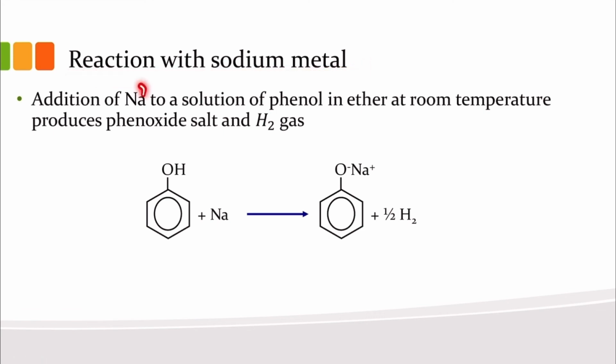Okay, now let's take a look at the reaction of phenol with sodium metal. Addition of sodium to a solution of phenol in ether at room temperature produces phenoxide salt and hydrogen gas. So this is the reaction equation for this reaction.